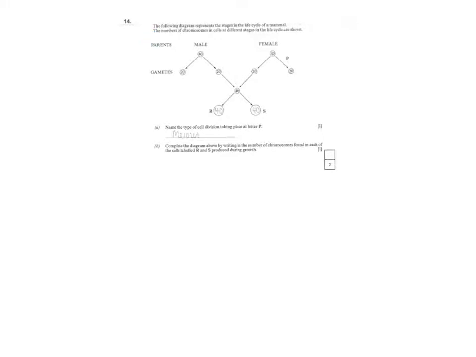The following diagram represents the stages of the life cycle of a mammal. The number of chromosomes in cells at different stages in the life cycle are shown. So we've got the parent, we've got gametes. Then the type of cell division taking place at letter P. So at letter P we can see we have our female cell that contains 40 chromosomes. Then we have a cell that contains 20. And those cells are our gametes. And we know meiosis is for the production of gametes, so it would be meiosis.